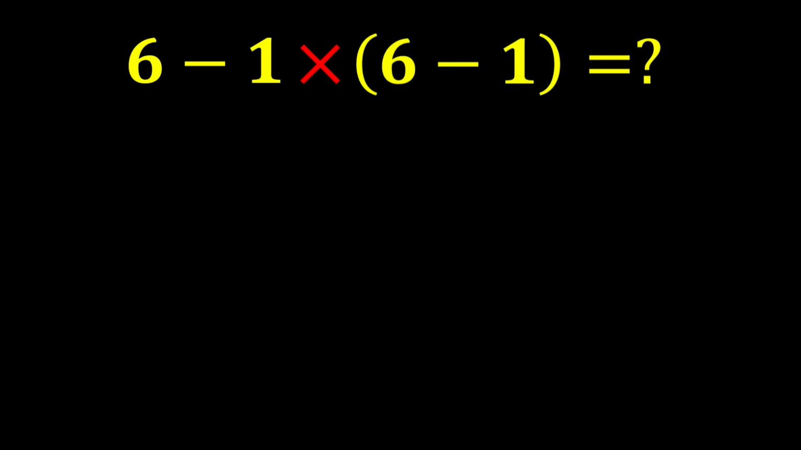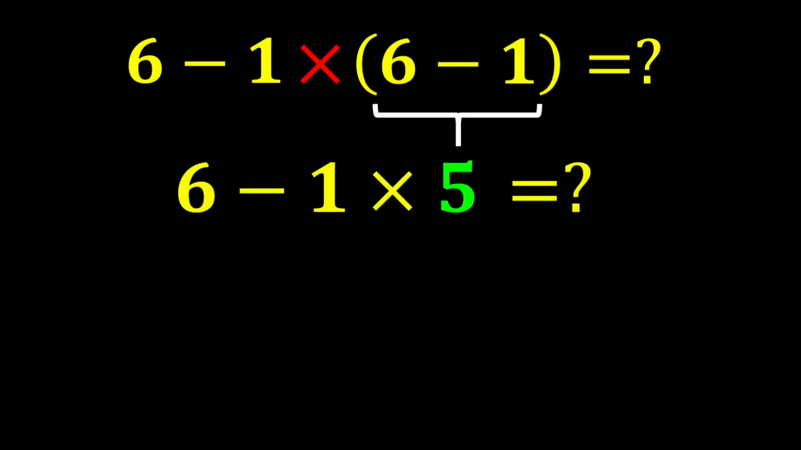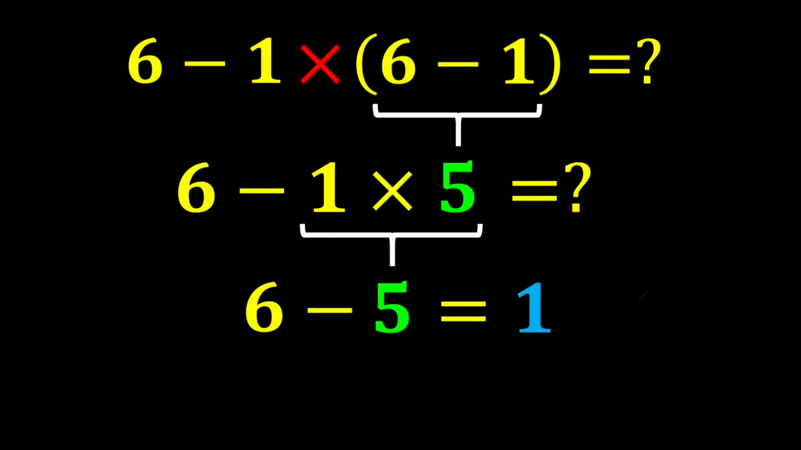Now, according to PEMDAS, in this expression we must first solve the expression inside the parentheses, then perform the multiplication, and finally do the subtraction. If we do not follow this order, we will arrive at the wrong answer. 6 minus 1 equals 5, and the expression becomes 6 minus 1 times 5. 1 times 5 equals 5, and in the end, 6 minus 5 equals 1, which is our correct final answer.